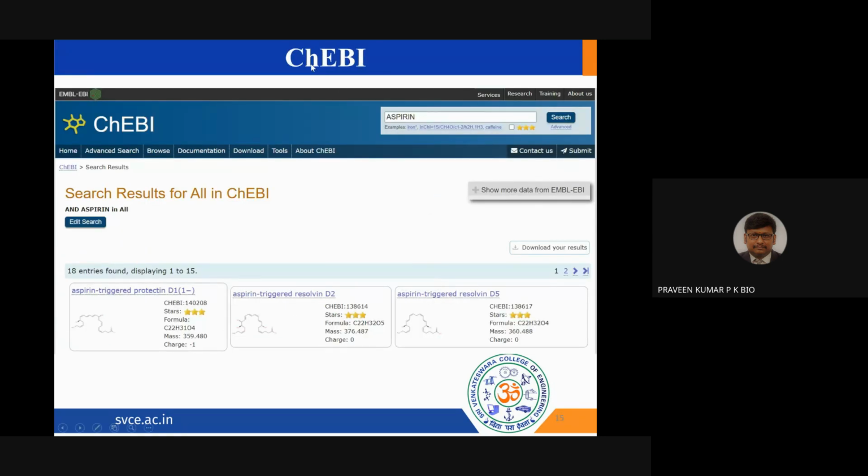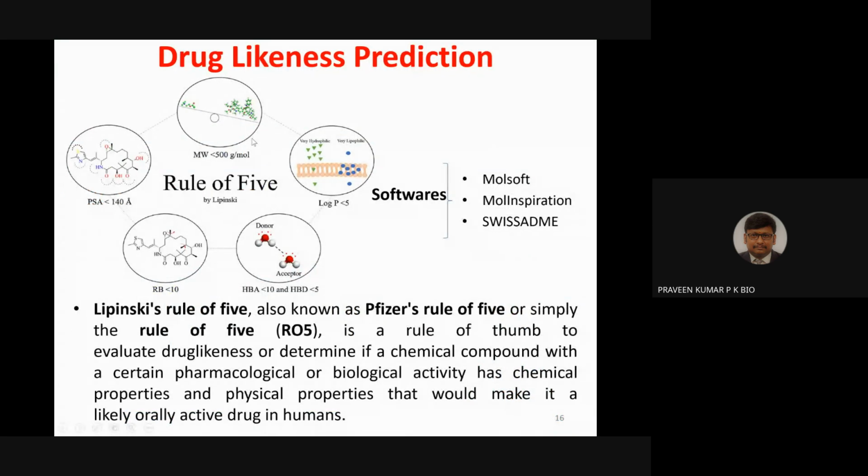The next database is ChEBI. This is from the European Bioinformatics Institute, also a chemical database. These are all cheminformatics databases. Whatever compounds you have taken from NCBI PubChem, if you want to check the drug likeness, you can do that with cheminformatics tools. Till now, whatever I showed, like EBI ChEBI, NCBI PubChem, and DrugBank, are all cheminformatics databases.